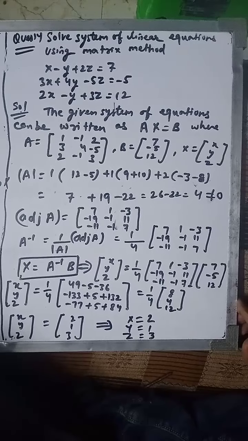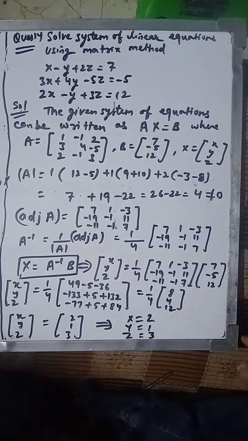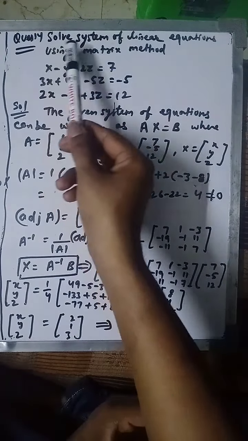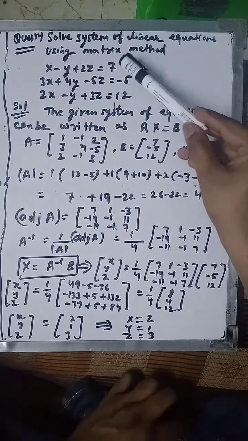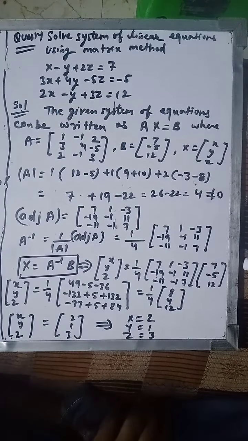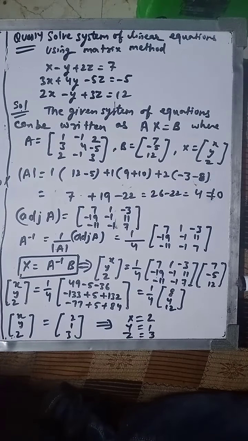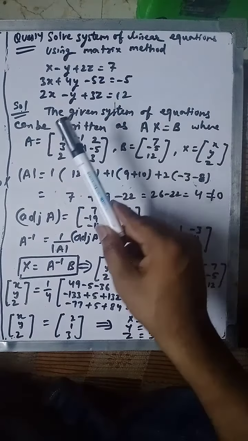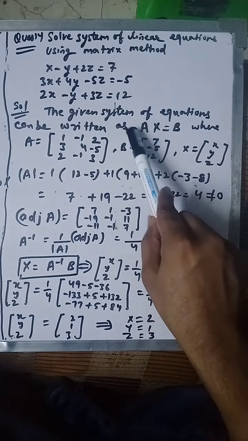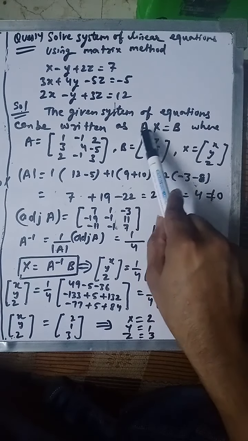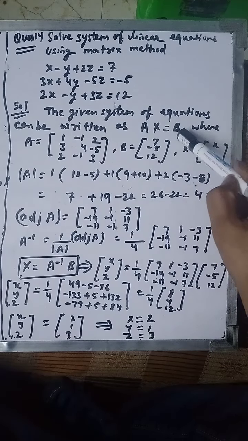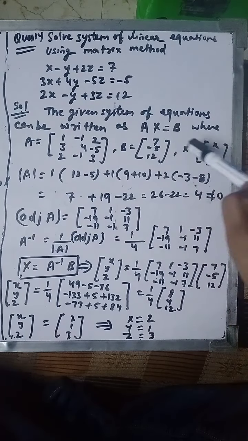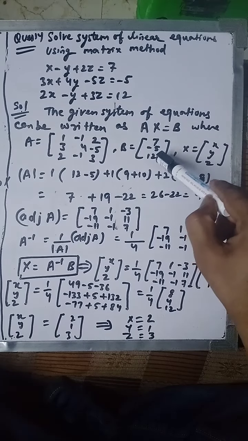Now the next question is question number 14 of your NCERT. See, here it is. So we have to solve the system of linear equations using the matrix method. This is also a 3-variable system: we have 3 equations in 3 variables. So the given system we can write in the form AX = B, where your A is this, X is this and B is this.